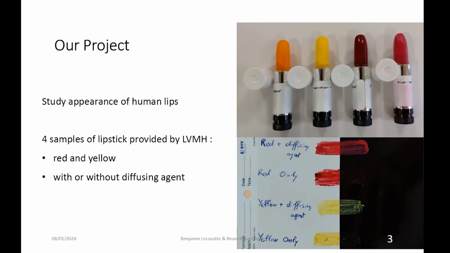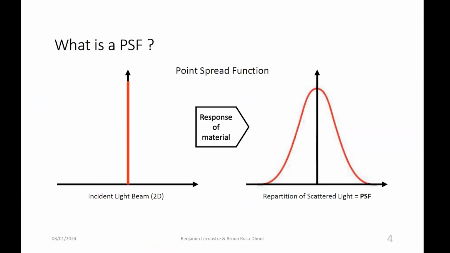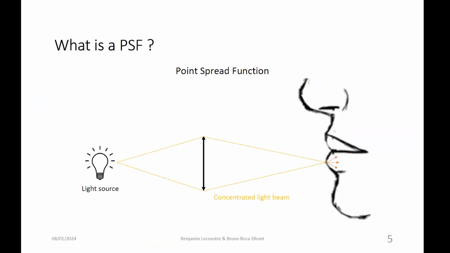To continue, I need to introduce a physical principle, the PSF. The PSF, short for point spread function, can be defined as the response of a material to the points of light made by an incident light beam on the surface of the material. For our project, we use an optical system that concentrates a light source on a single point on the lip. The light then scatters or is absorbed inside the material, and we can take a picture of the lip to see the repartition of light that comes out of the lip.